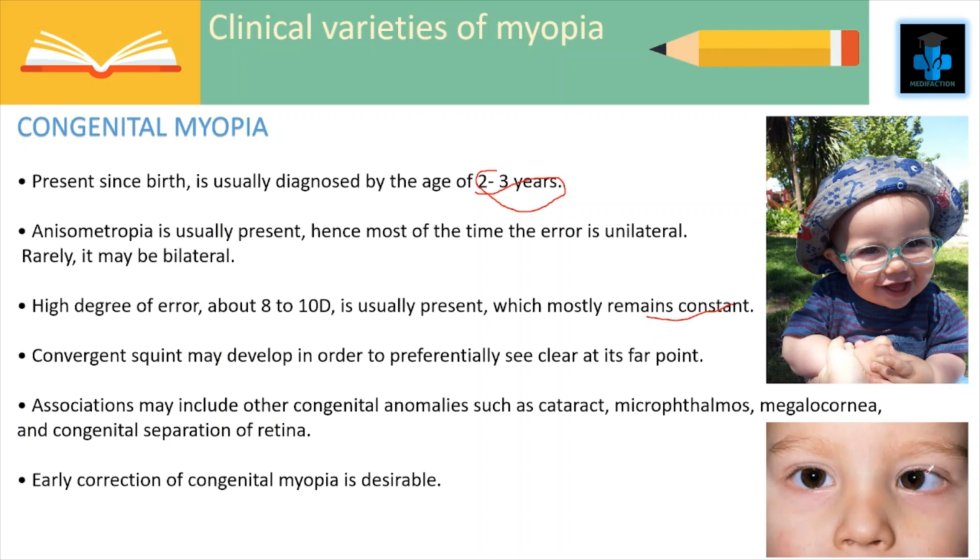Convergent squint, as you can see here, this right here is the convergent squint. It may develop in order to preferentially see clearly at its far point. Associations may include other congenital anomalies such as cataract, microphthalmos, megalocornea, and congenital separation of the retina. Early detection of congenital myopia is desirable.